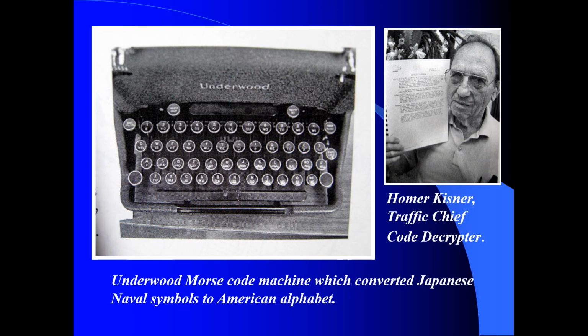Homer Kisner, Traffic Chief Code Decryptor, was able to break the Japanese naval code with the Underwood Morse code machine. This gave the Navy a decided advantage in knowing what the Japanese were planning. Kisner sent warnings of massive movements of the Japanese carrier fleet that apparently never reached the top U.S. Navy officials. However, there are some theorists who contend that Franklin D. Roosevelt not only knew about the Japanese attack, but deliberately encouraged the surprise Japanese bombing raid on Pearl Harbor in order to gain support for entering the war against Germany, Japan's ally.